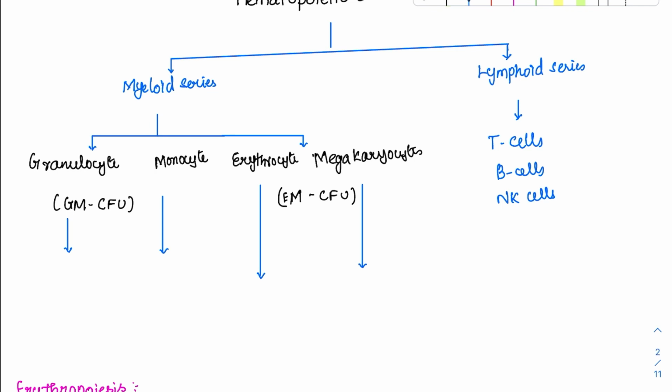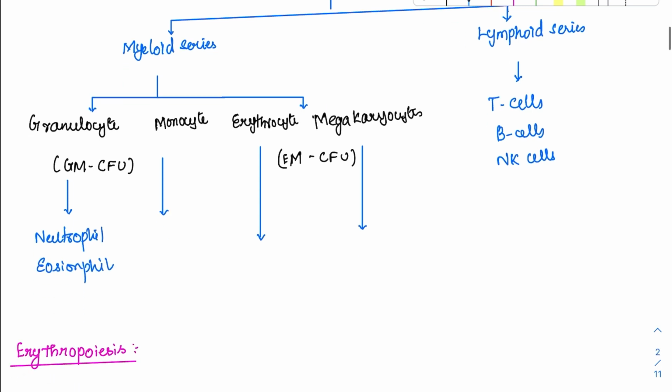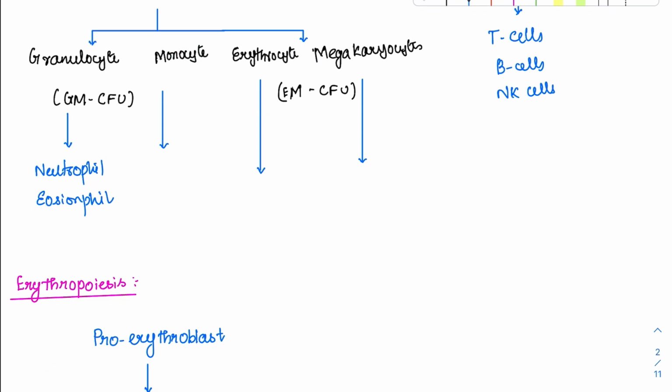And all of us know that there are three different types of granulocytes. From this granulocyte CFU, they will form three different types of cells: the neutrophils, the eosinophils, and the basophils. So these three cells are called granulated cells or granule cells. Whereas this monocyte group will give rise to the monocytes in the blood.